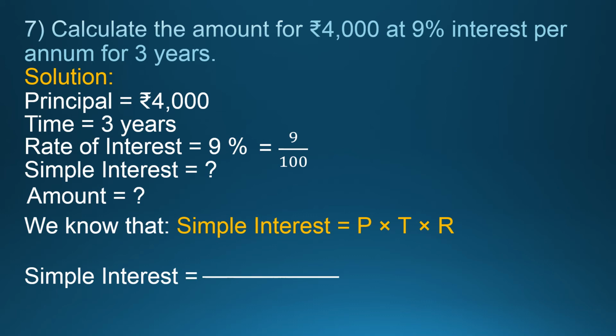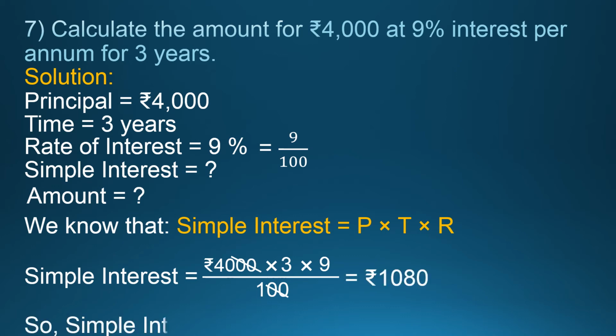Now put the value. See, principal is equal to rupees 4000, so write down rupees 4000. Then write the multiplication sign as it is. And time is equal to 3 years, so write down 3. Again write multiplication sign as it is. Rate of interest is equal to 9 upon 100, so write down 9 upon 100. Now simplify. Cut 2 0 by 2 0. Now it cannot be further divisible. So do the multiplication. We get rupees 1080. So simple interest is equal to rupees 1080.